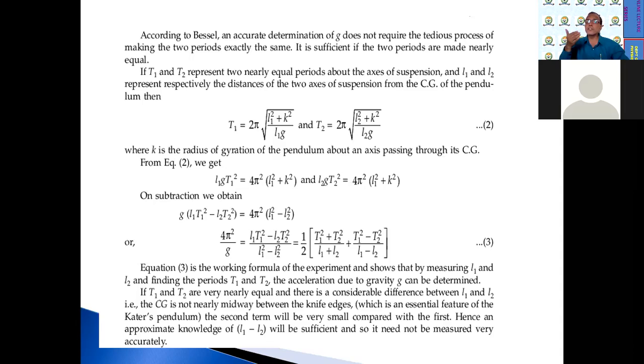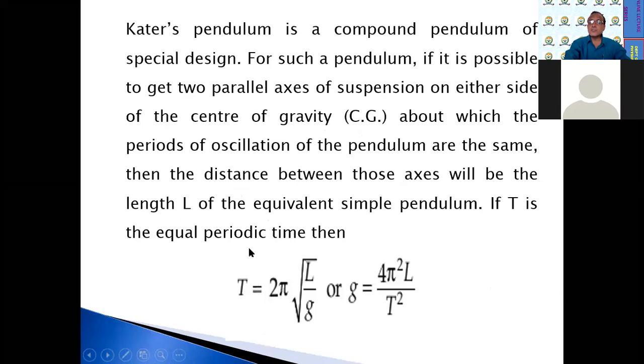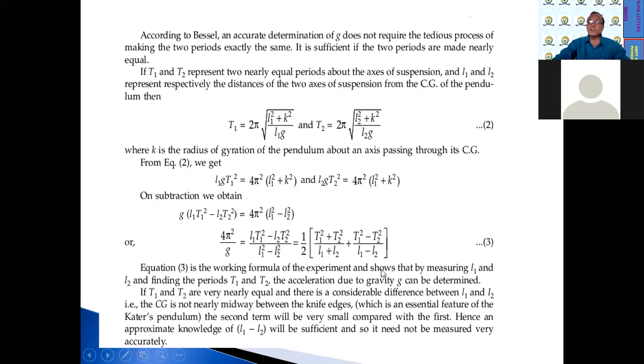Then solve these two equations. That means square these two equations and solve. Then from that we will get l1 g T1 square is equal to 4 pi square (l1 square plus K square). That means squaring these two equations, we take T1 square and T2 square and solve both, so we will get such type of equation, isn't it? Then after getting this equation, we will again solve it and obtain the value for g. And when we solve it, instead of the formula T is equal to 2 pi under root L upon g, that is g is equal to 4 pi square L upon T square, we will get this formula.